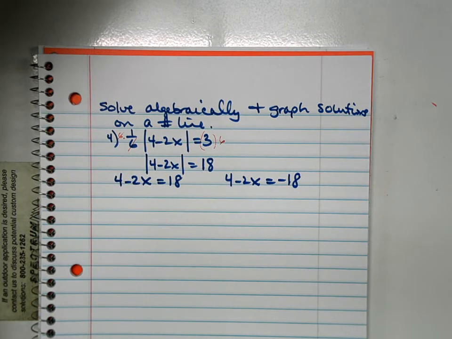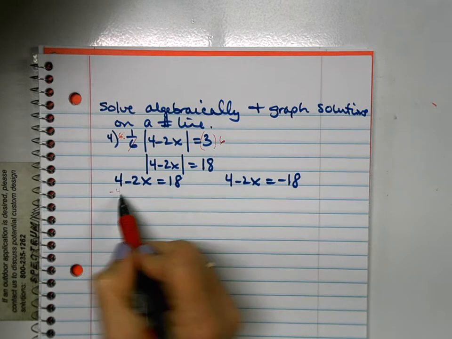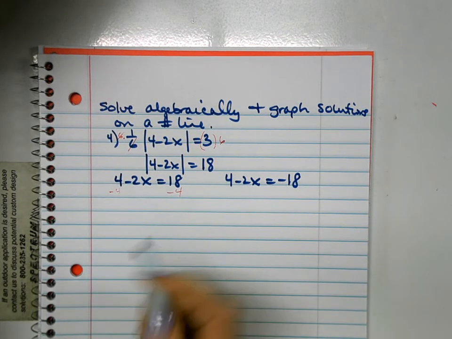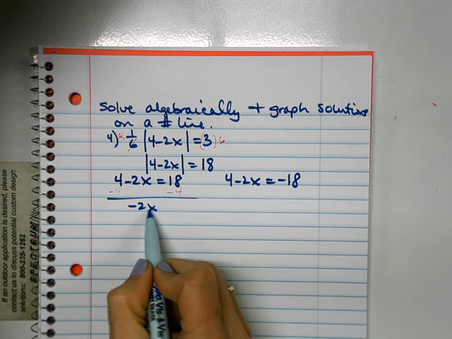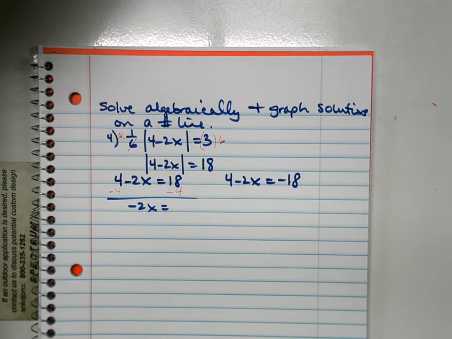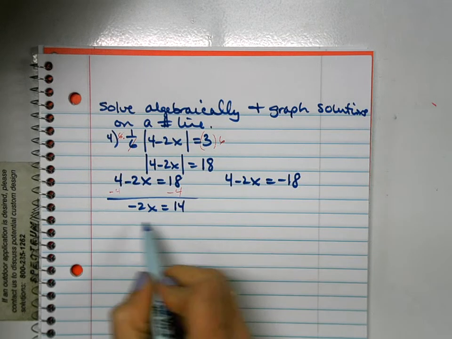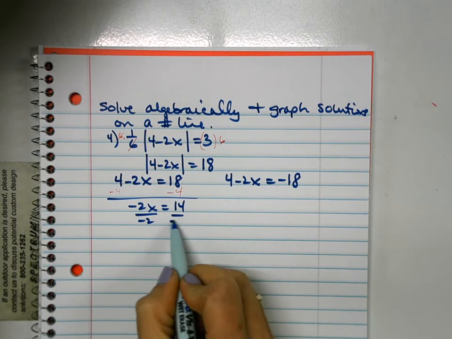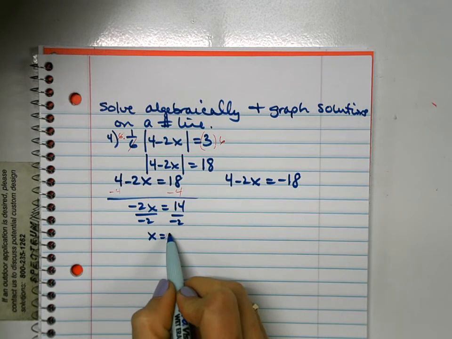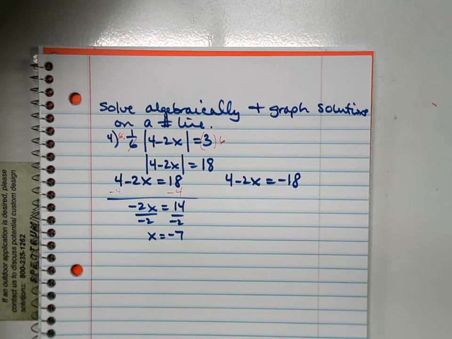This was the kind of the solving we were practicing. So I'd first subtract 4 from both sides, right? And I'd get negative 2x equals 18 minus 4? 14. And then divide by negative 2. One of my answers is negative 7. Do you guys agree? All right.